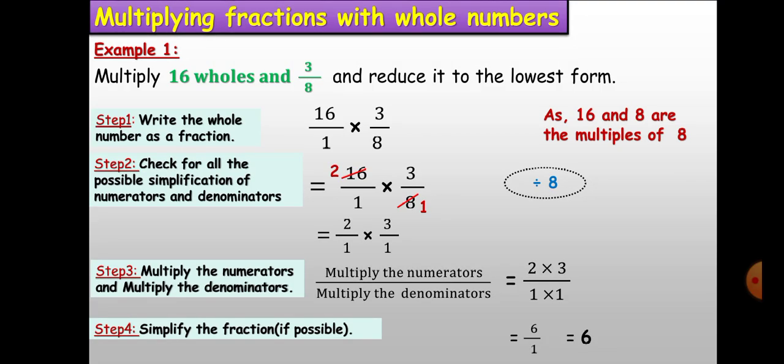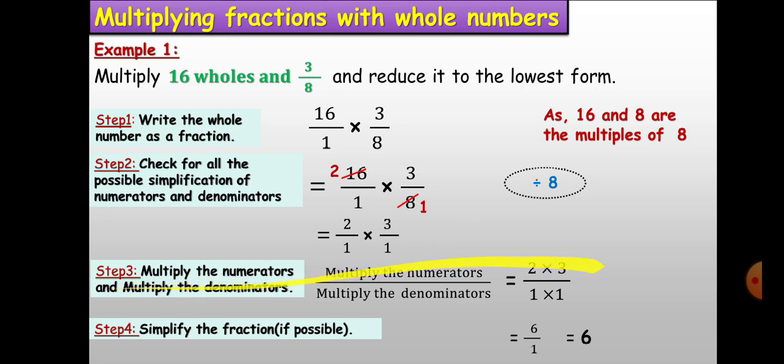Now let's multiply fractions with whole numbers. First of all you have to multiply 16 wholes and 3 over 8 and reduce to lowest form. First of all we have to check for whole numbers. If they are whole numbers, you have to convert them to fractions. Here it was 16, so we put 1 under it. That makes 16 over 1 multiplied by 3 over 8. Then you have to check for simplification. Here I see 16 and 8 are divisible by 8. It's your choice if you want to divide by 8, 4, or 2, but I want to divide by 8 because it's shorter. So with 16 and 8, I get 2 over 1 multiplied by 3 over 1.